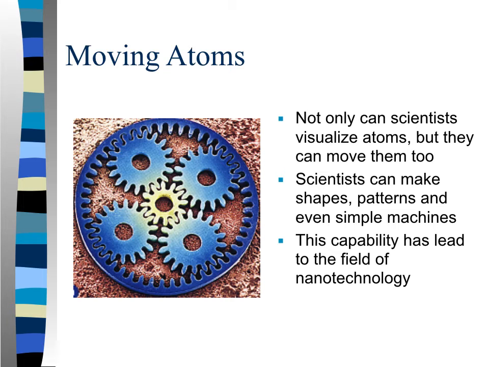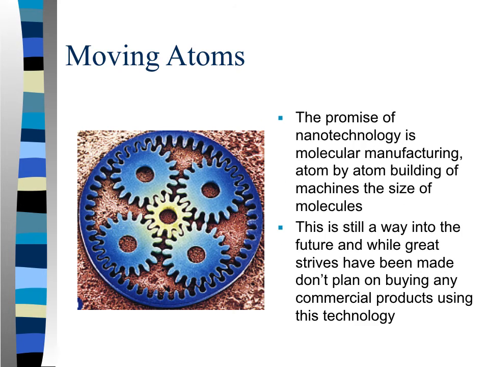How can we apply it? So not only can scientists now visualize the atom, but they can move and manipulate them, they can make shapes, patterns, and even simple machines in theory. So this whole new science that's come about is called nanotechnology. The promises of nanotechnology are things like being able to manufacture, atom by atom, molecules that can work as machines.